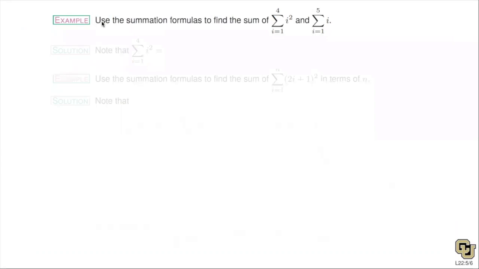So let me do an example. Let me start with 2 examples that we did already. We calculated the sum of i squared from 1 to 4. It's 1 plus 2 squared plus 3 squared plus 4 squared. That's 1 plus 4, which is 5, plus 9 is 14, plus 16 is 30. So we calculated that's 30. And we did this one too, the sum of the first 5 integers, 1 plus 2 plus 3 plus 4 plus 5. Right, we said that was 15.